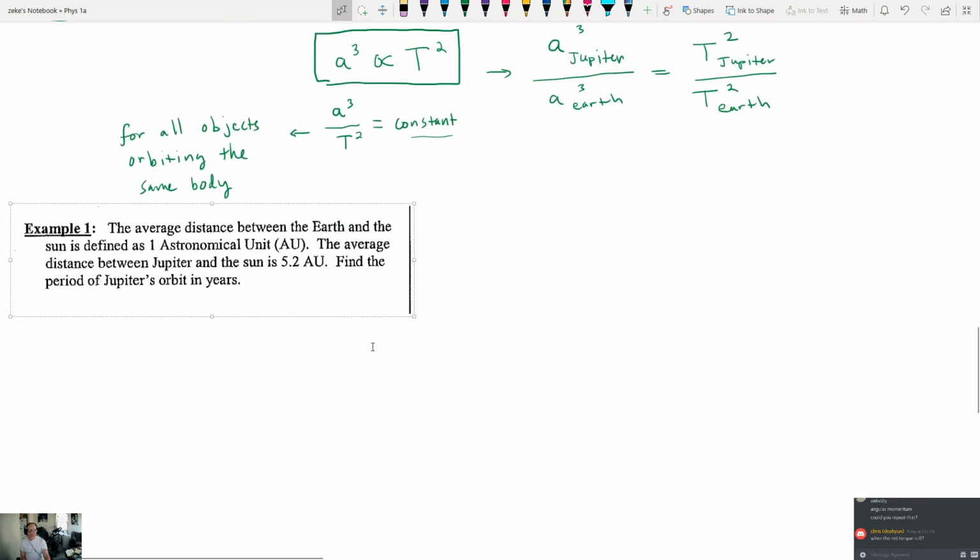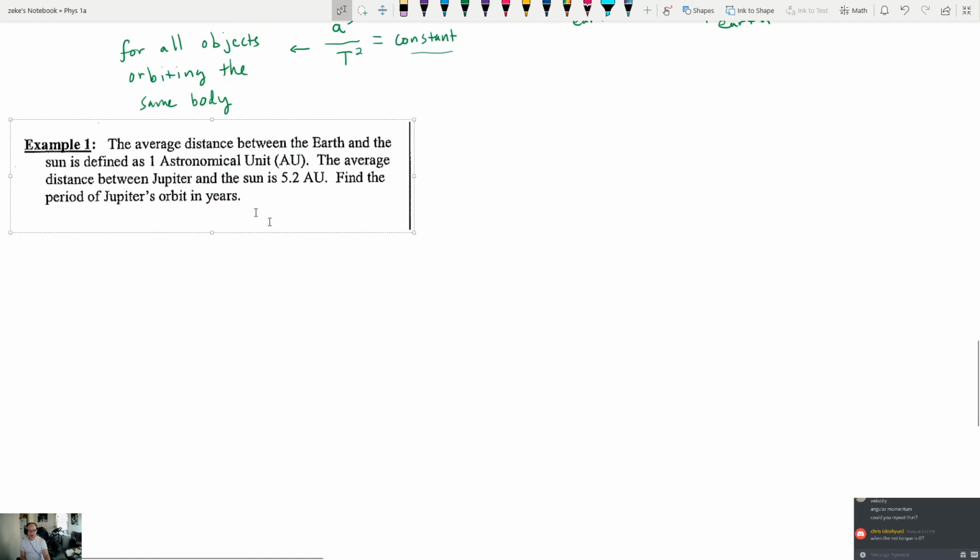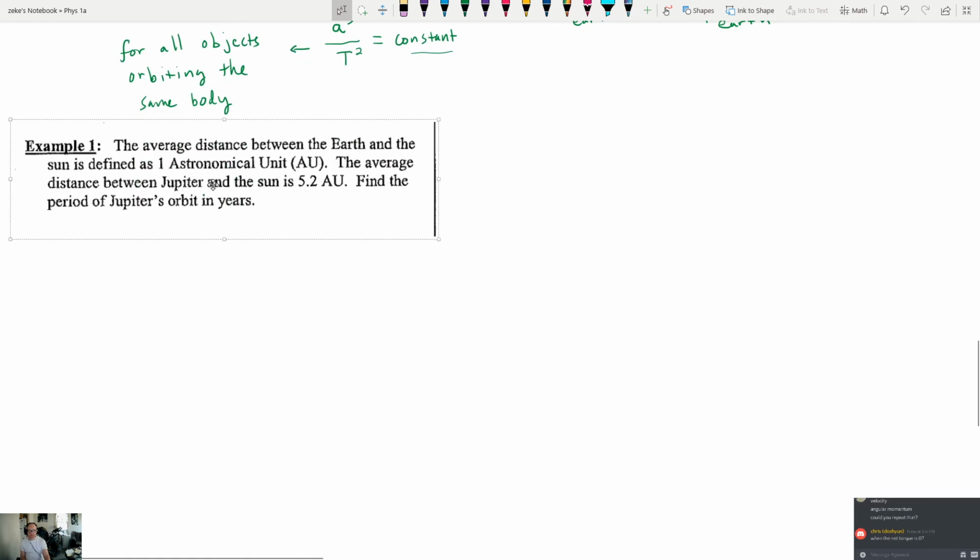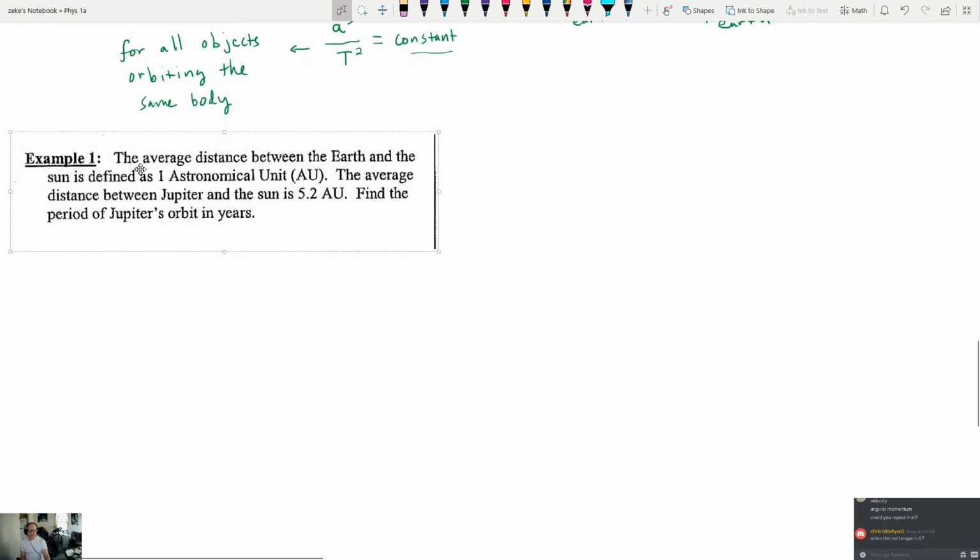Okay, so let us look at some problems we can use Kepler's laws to solve. The first problem says the average distance between the Earth and the Sun is defined as 1 AU. Okay, so we're going to be using this unit a lot. The distance between the Earth and the Sun, so here's the Sun, here's the Earth, we call that distance 1 AU, 1 astronomical unit.